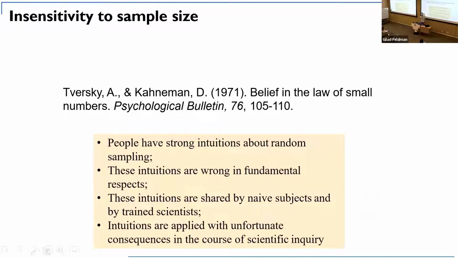So this is what's called the belief in the law of small numbers. It's a classic paper. It was the foundation for the Nobel Prize winning research. People have strong intuitions about random sampling. These intuitions are wrong in fundamental respects. These intuitions are shared by naive subjects and by trained scientists. So even when giving this to trained scientists, a lot of people get this wrong.